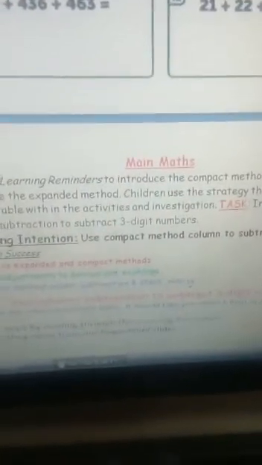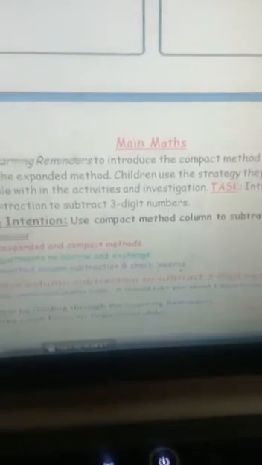The main maths, we're going to use compact column subtraction. So we're going to compare the expanded version and the compact methods. Which one do you prefer? Which ones are you really successful in?